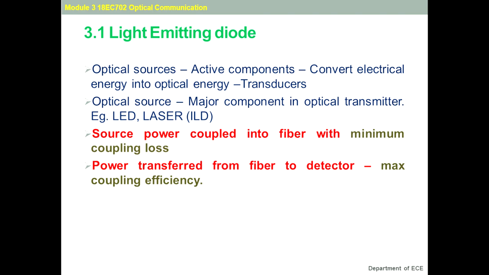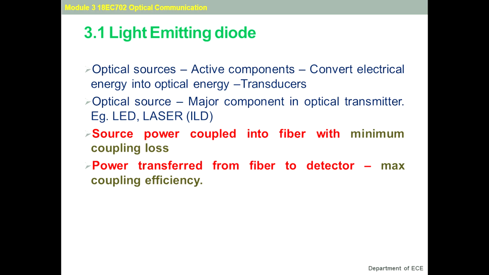It is used to convert electrical energy into optical energy. Hence it comes under the transducer. A transducer is nothing but a device that converts one form of energy into another form. Basically we have two types of optical sources present in optical communication. One is the LED, the other one is the laser, otherwise called the injection laser diode.